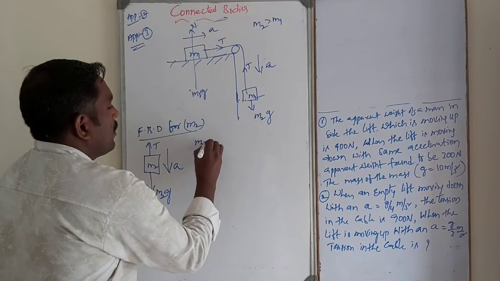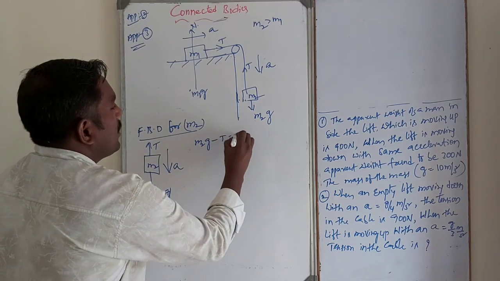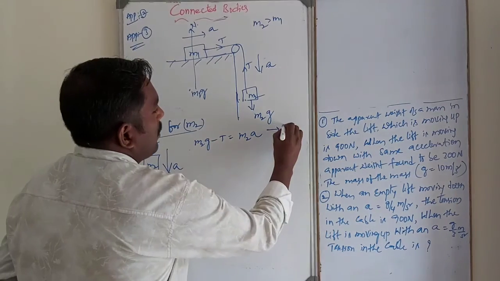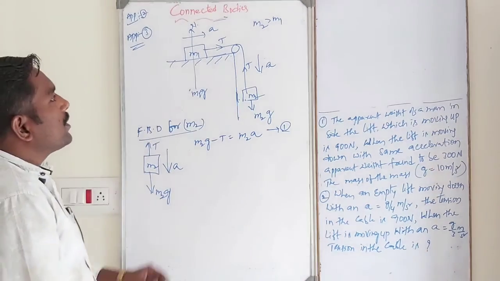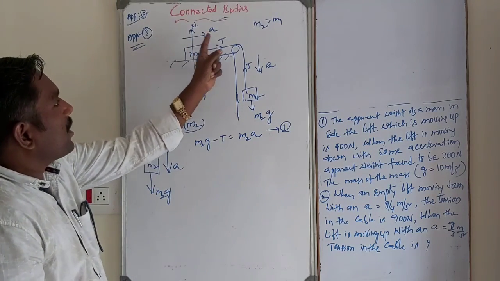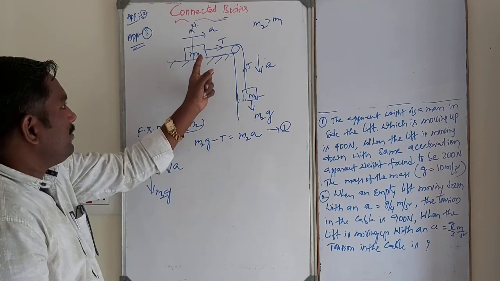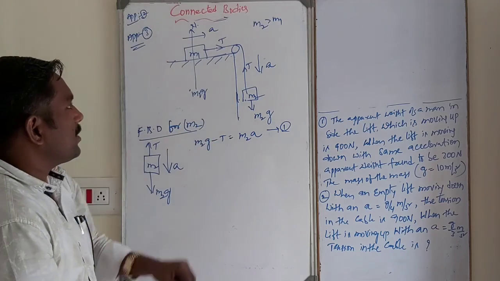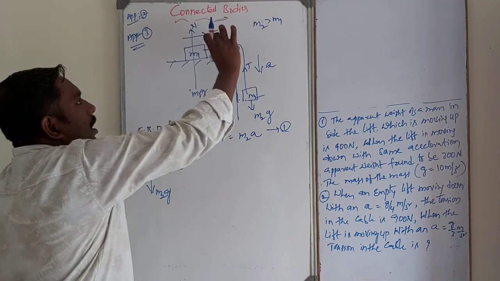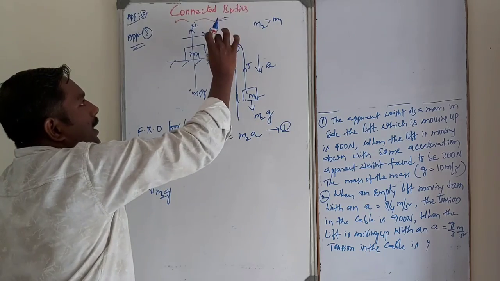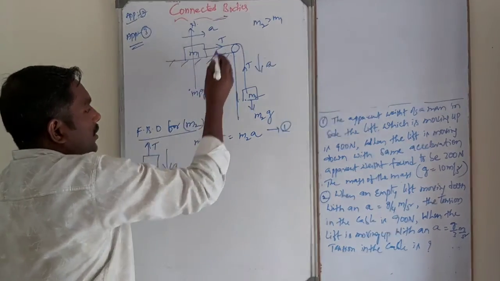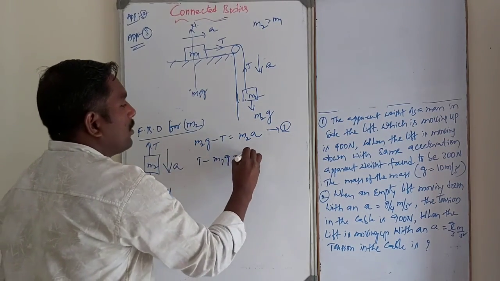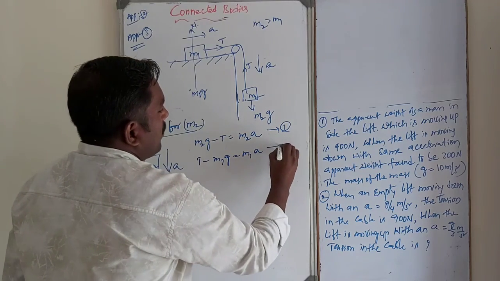See, m2g minus tension is equal to m2a. This is equation number 1. Similarly, here it is a frictionless surface. The tension is carrying m1, so the acceleration is in the direction of the tension. Whichever quantity is in the direction of acceleration, whether weight, tension or force, that is the higher value. So T minus m1g is equal to m1a. This is equation number 2.